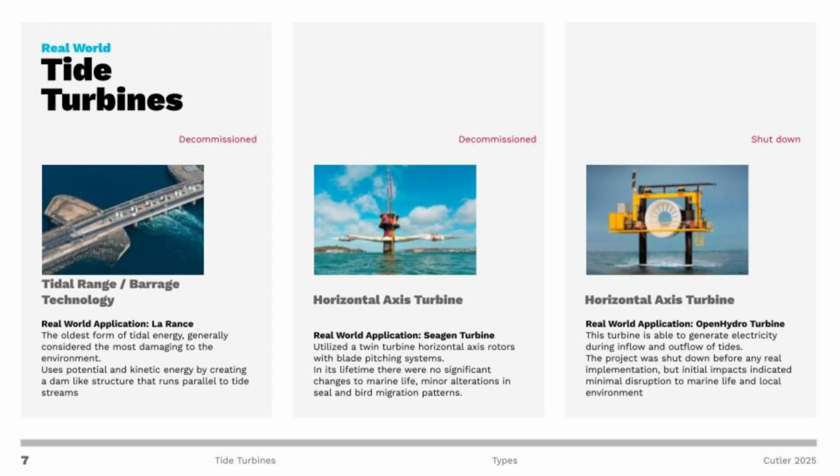Some real-world examples of tide turbines are the Lorentz, which is a barrage technology. This is the oldest form of tidal energy, but it is the most damaging to the environment, so most tide turbines moving forward do not use barrage turbines.